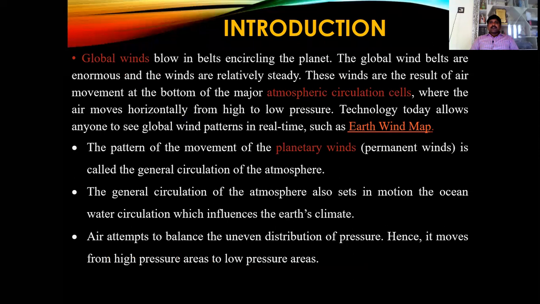Firstly, we will look into the introduction to winds. Global winds blow in belts encircling the planet. The global wind planes are enormous and the winds are relatively steady. These winds are the result of air movement at the bottom of the major atmospheric circulation cells, where the air moves horizontally from high to low pressure belts. Technology today allows anyone to see global wind patterns in real time, such as Earth wind map.